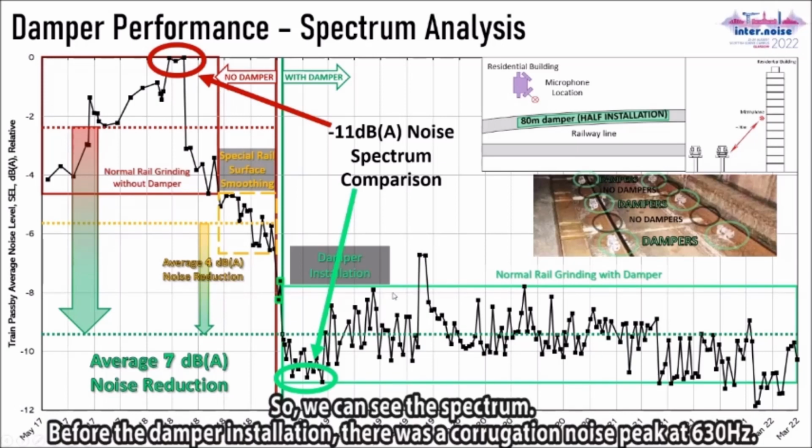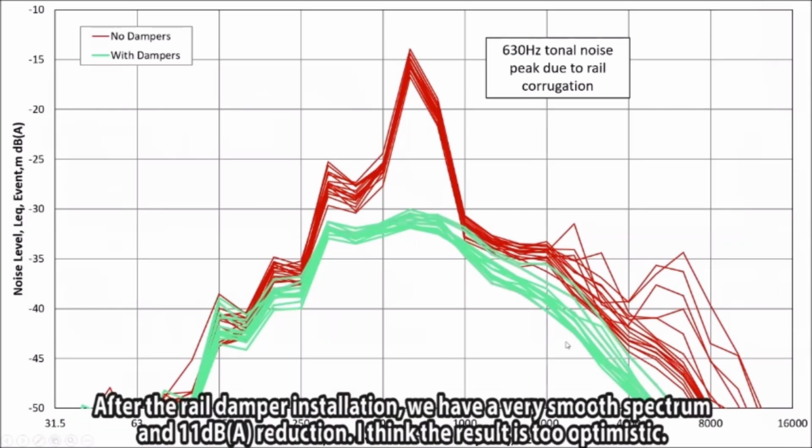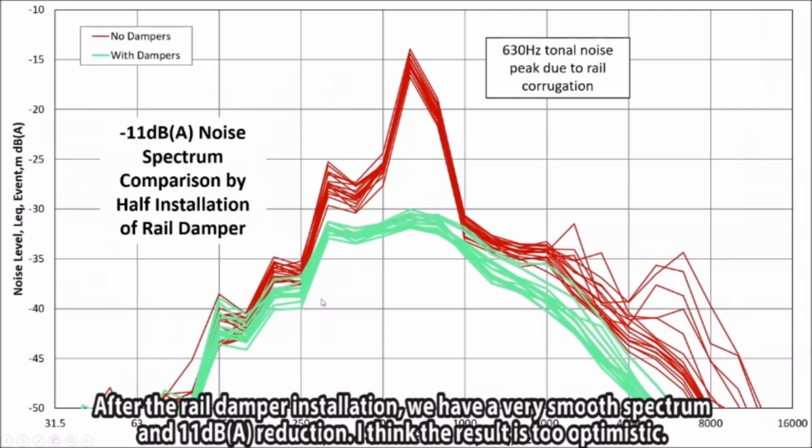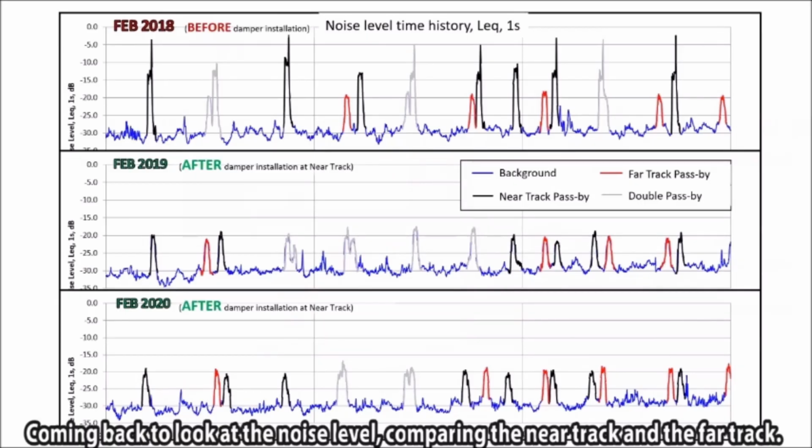So we can see the spectrum. The spectrum before the whale damper installation has a corrugation noise peak at 630 Hz. After the whale damper, we have a very smooth spectrum, and it is 11 dB noise reduction. I think this is too optimistic.